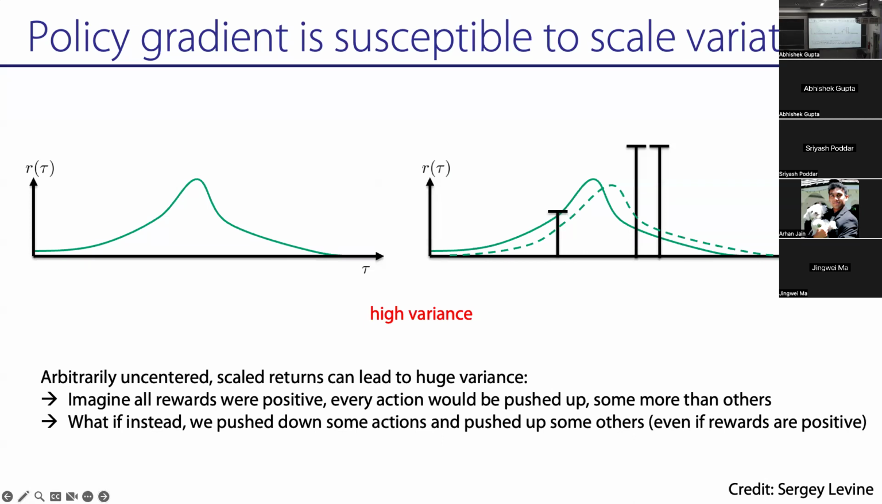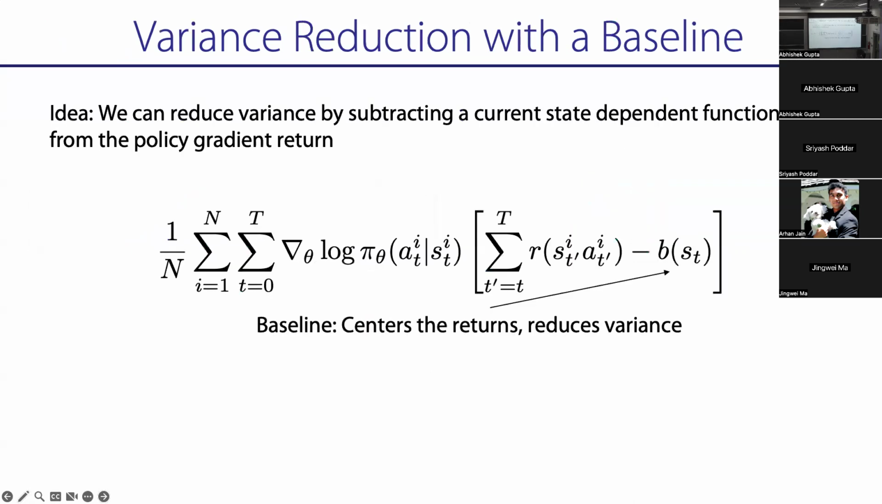Okay, so what we're going to do is, as you probably alluded to, you want to have that centering factor be state dependent, right? For a state where the rewards are from -400 to -500, that's going to be a different number than for states where the rewards are from 200 to 300. And so we're going to take our sum of rewards in the future, our return to go, and subtract a state dependent quantity b(s_t), which we're going to call our baseline.